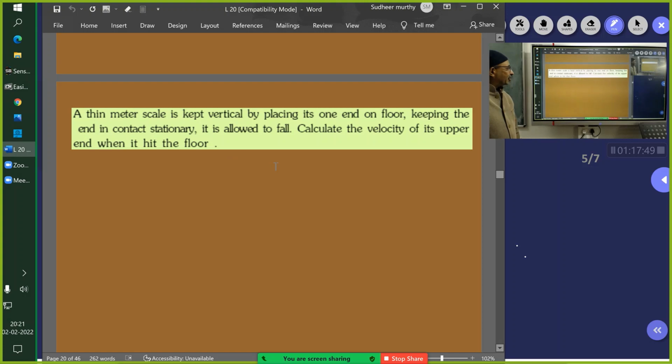A thin meter scale is kept vertical by placing its one end on the floor, keeping the end in contact stationary. It is allowed to fall. Calculate the velocity of the upper end when it hits the floor.